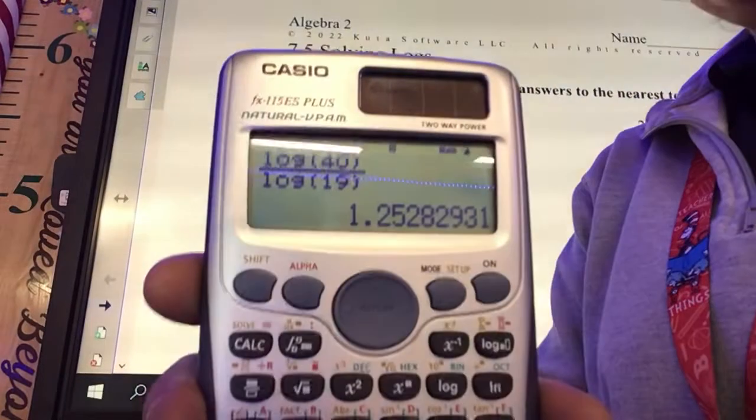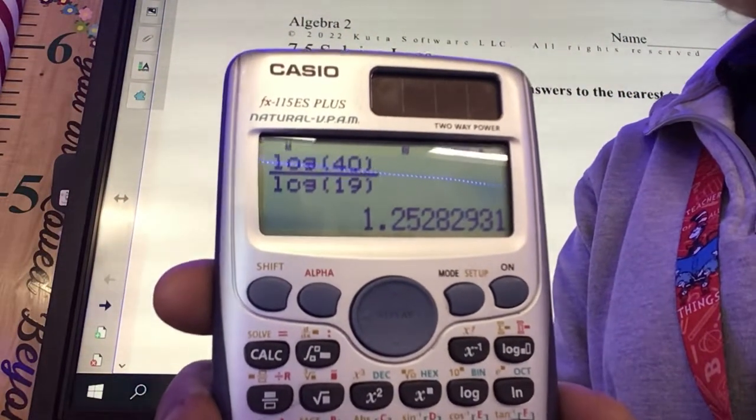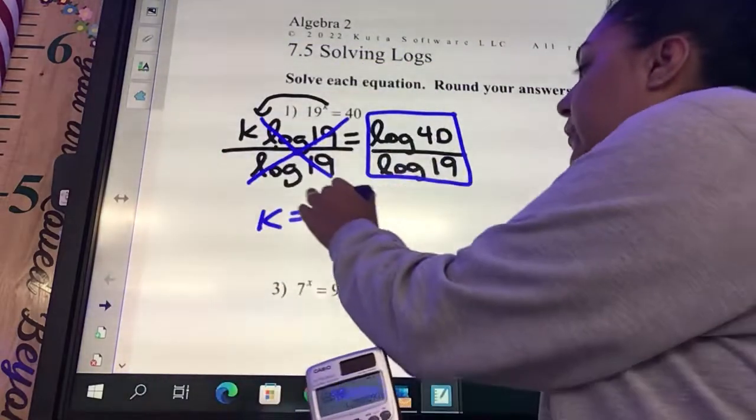Now, you're going to get a decimal on most of these. We're only going to use the first two decimal places. So, K really is 1.25.